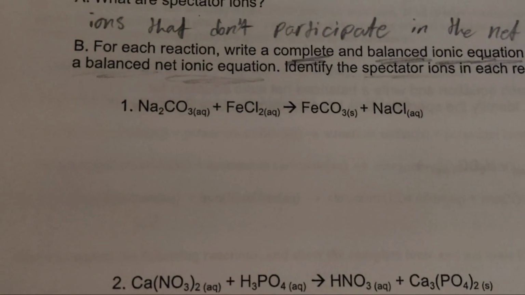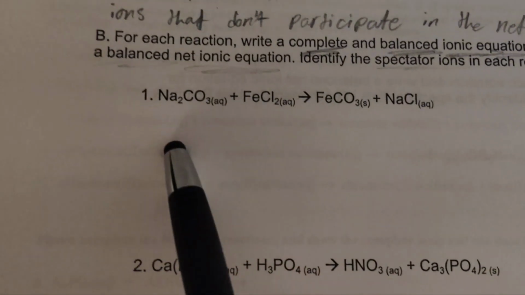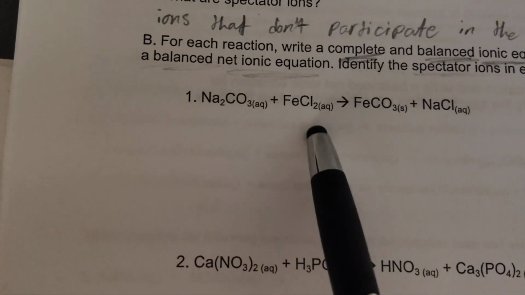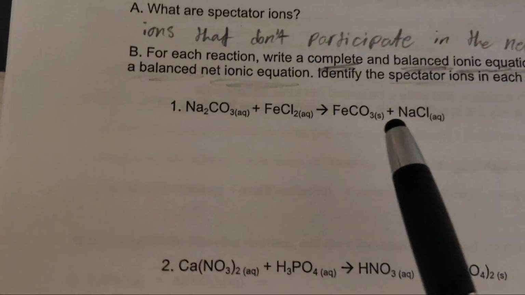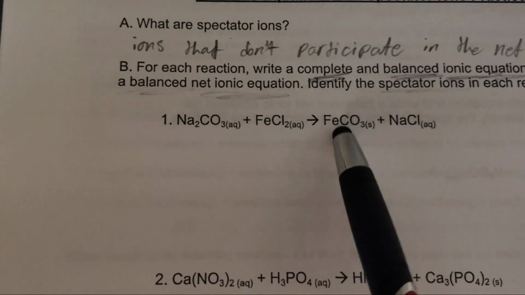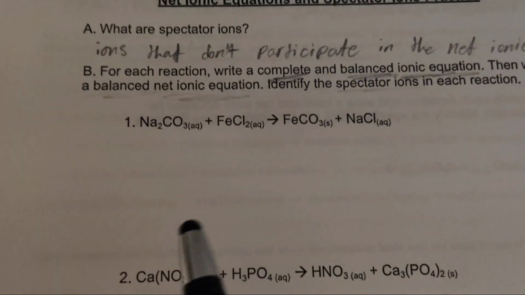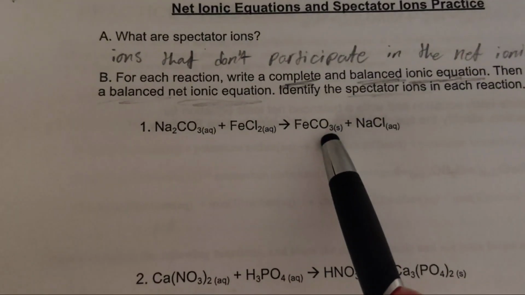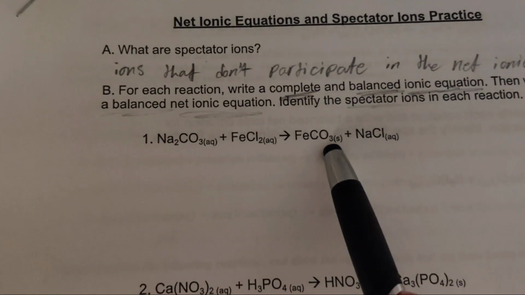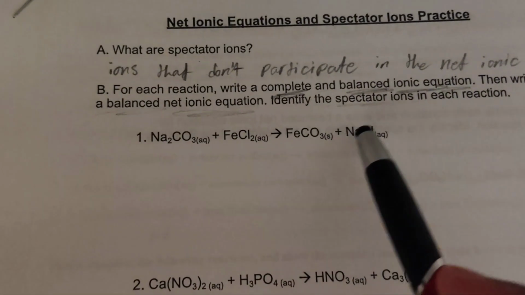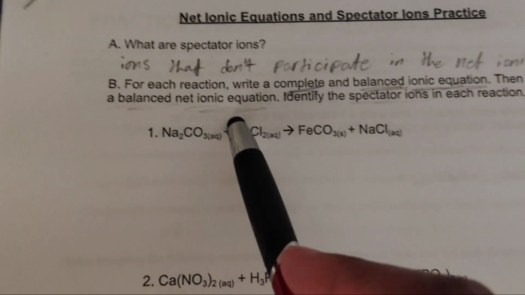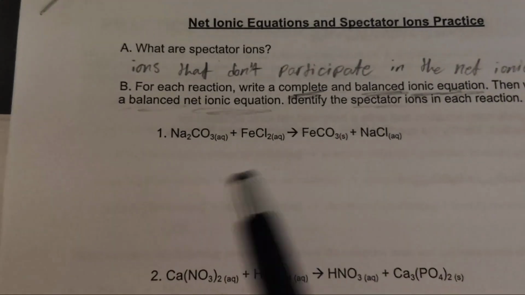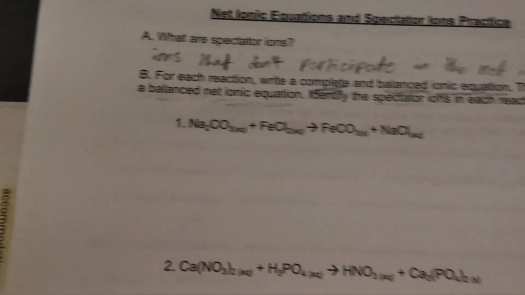So we have sodium carbonate, which is an aqueous solution, and iron chloride, which is an aqueous solution, which yields the solid and an aqueous solution. So we have iron and carbonate, which are the two reactants in the problem for our net ionic equation, and then this is going to be our product. So I'm going to write that down right here, and we'll be back.